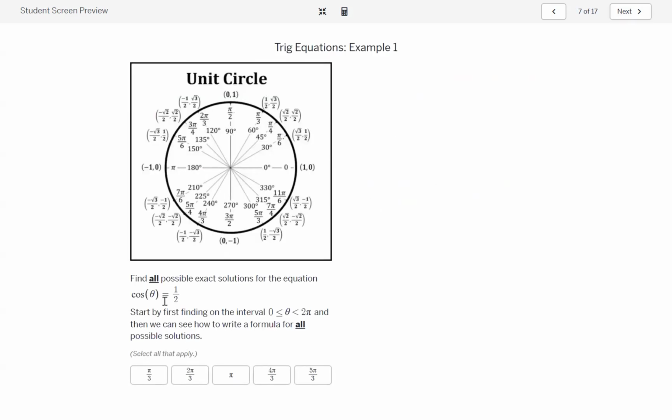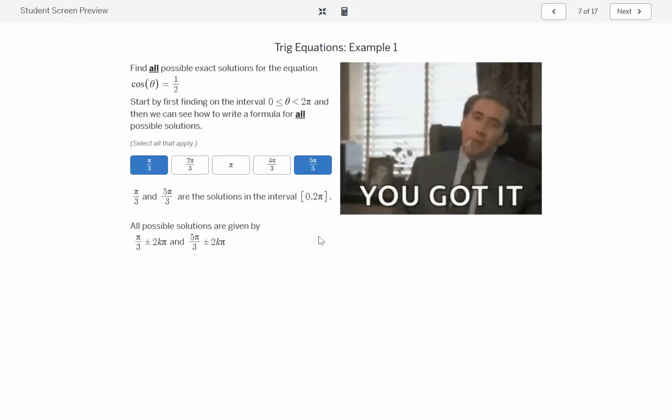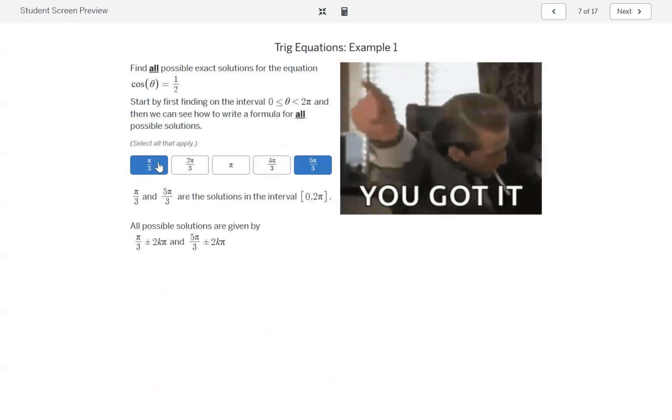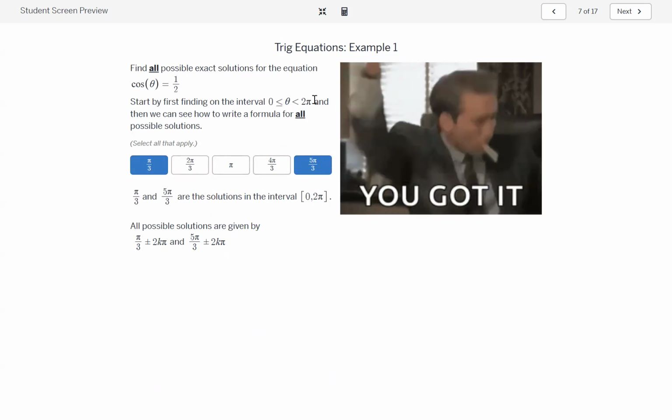So let's just consider a very basic equation. Cosine theta equals 1/2. So where on the unit circle is the cosine 1/2? Yep. So down at 5 pi over 3, my cosine's positive. That's quadrant 4, and up in quadrant 1. So pi over 3 and 5 pi over 3. So those are the particular solutions between 0 and 2 pi.